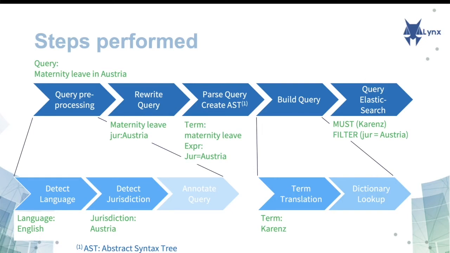Then the query will be parsed and an abstract syntax tree will be created. In this case, term maternity leave, expression jurisdiction equals Austria. With this information, the query is built. During the query building, the translation of the terms is performed. In this case, maternity leave will be translated to Karenz. If no translation is possible, there is, in the second case, a dictionary lookup. With this built query, in our case, it must be Karenz, and the filter will be jurisdiction. Elasticsearch will be queried.